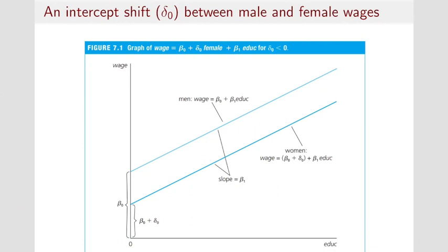If we plot the population regression functions, we can see that the parameter delta 0 measures an intercept shift between male and female wages. The slope for education is beta 1 for both male and female. Therefore, these two lines are parallel to each other. If delta 0 is negative, we will see that for each level of education, males earn more than the female, and this wage gap is fixed to be delta 0.